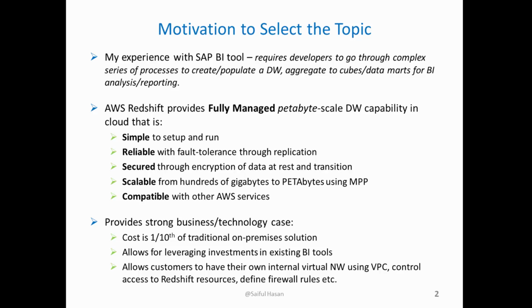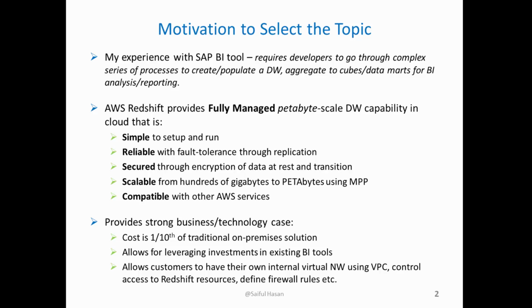Redshift provides a fully managed petabyte-scale data warehouse capability in the cloud that is very simple to set up and run. It is very reliable, with highly reliable fault tolerance through replication of data. It is very secure due to encryption of data at rest and in transition. It is very scalable, scaling from hundreds of gigabytes to petabytes using massively parallel processing power. It is compatible with other AWS services, fully integrated with internal AWS services.